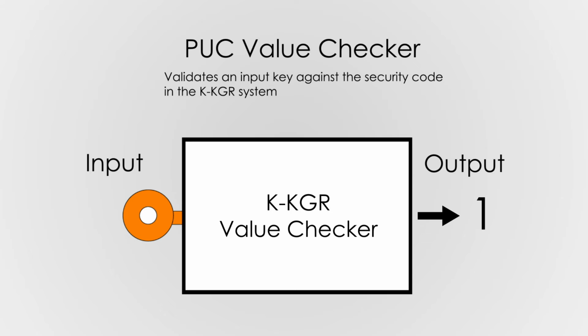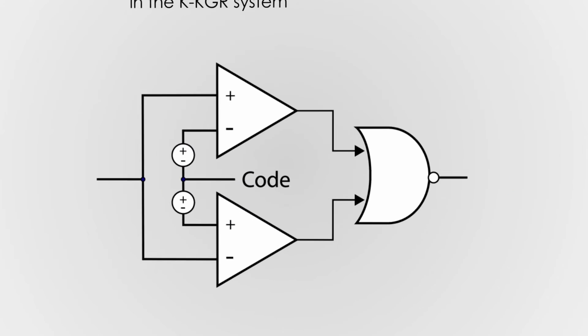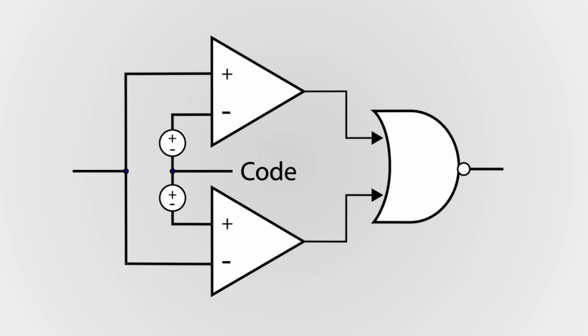So what is inside the value checker? Let's take a look and break down this top level block diagram. Looking inside the value checker, we see two op amps configured as comparators fed into a NOR gate.